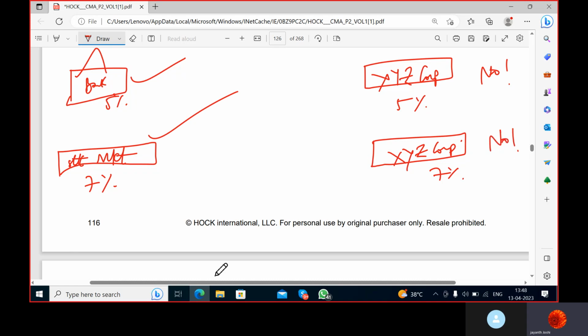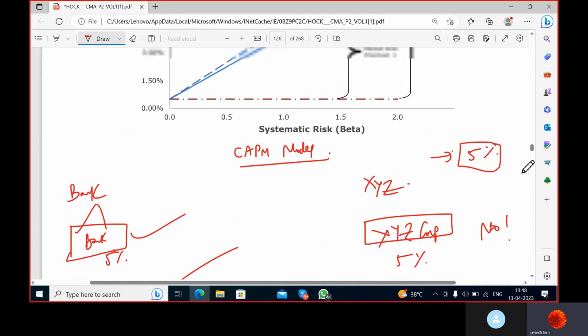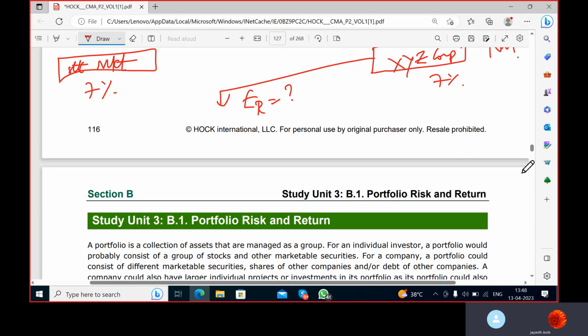Now the next question for you is, what should be the expected return from this? To get the answer to that question, we have a formula of CAPM. What's the full form of CAPM? Capital asset pricing model. So expected return is equal to risk-free rate plus beta into return from the market minus risk-free rate. Just make a note of this. We'll discuss this.